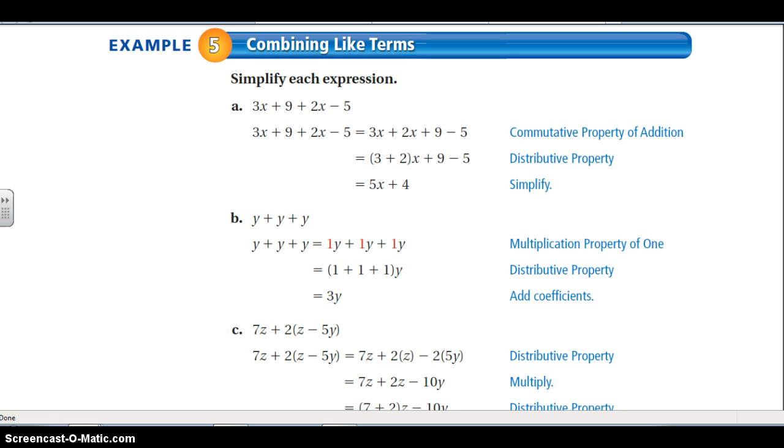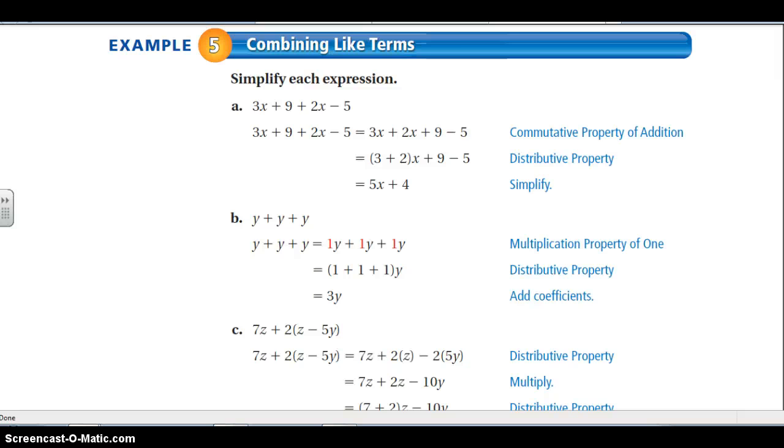Now we're going to be dealing with like terms, and it says simplify each expression. So now you have 3x plus 9 plus 2x minus 5. Write that down. Now, what they've done is the commutative property of addition, where they put the x's together and the regular numbers. So you get 3x plus 2x plus 9 minus 5.